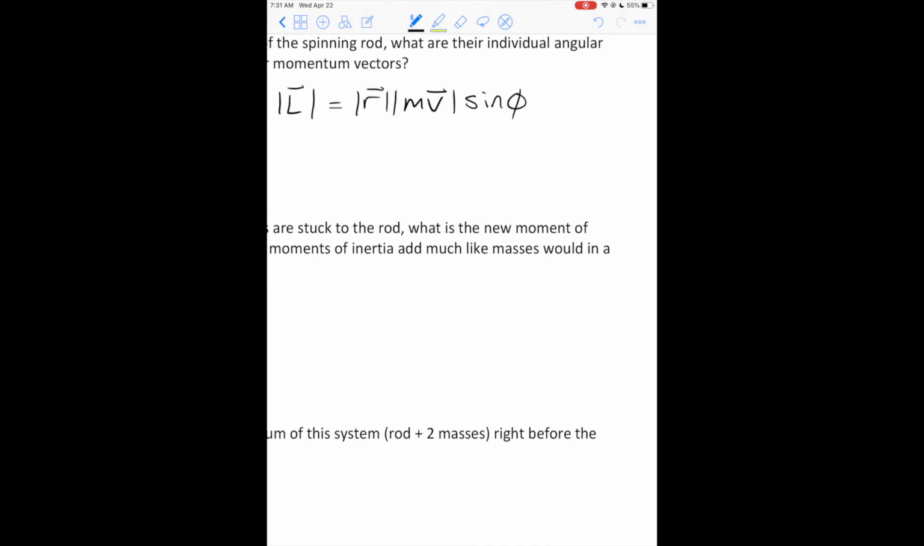So if I start to go through this, I can say that I have 1 meter times my mass, which is 1 kilogram, times 10 meters per second, times sine of 90, which we already know is 1. What do I get? Let's get the units right: 10 kilogram meters squared per second.